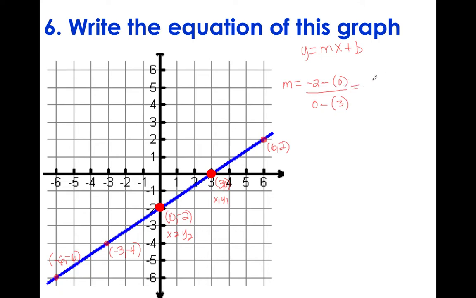Well, that gives me -2 over -3. And remember, negative divided by negative is a positive. So that's my slope. But now, how do I find my y-intercept?